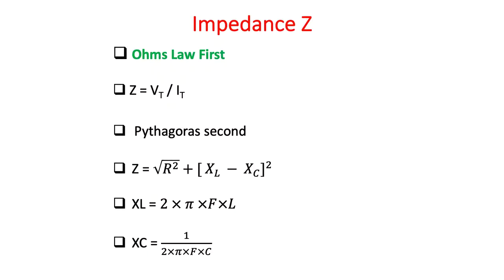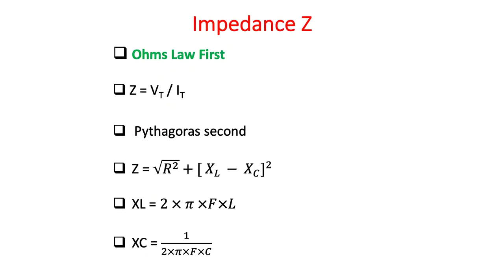So with the impedance triangle, there's a couple of ways you can get a big Z, the total overall circuit Z. I always encourage my students to think Ohm's law first. If you have the voltage total and the current total, then you can work out the total Z of the circuit. If not, you may have to go the second approach, and that's to use Pythagoras.